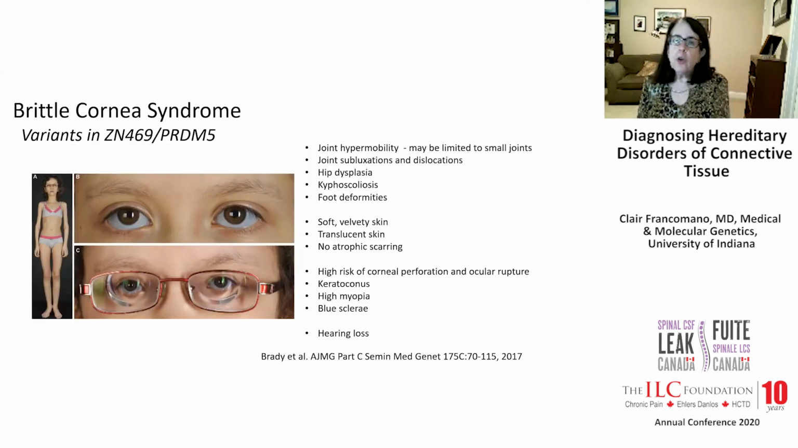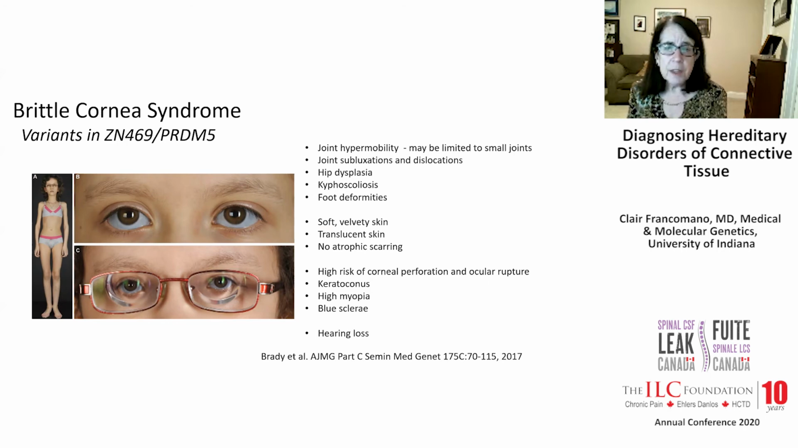And finally, brittle cornea syndrome. These patients sometimes have a somewhat Marfanoid-looking appearance. They have joint hypermobility, which may be limited to the small joints. You might not see generalized joint hypermobility in this condition. There are joint subluxations and dislocations, and hip dysplasia may be present. These patients also develop kyphoscoliosis and foot deformities. They have soft, velvety, translucent skin, but typically no atrophic scarring.